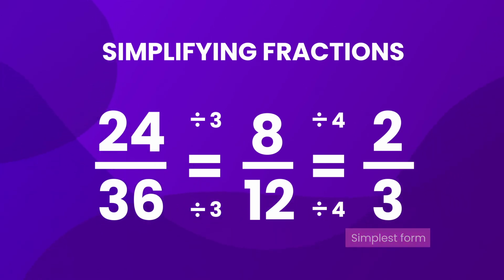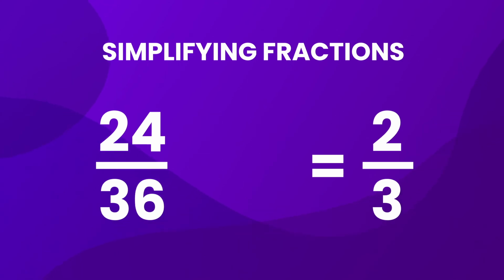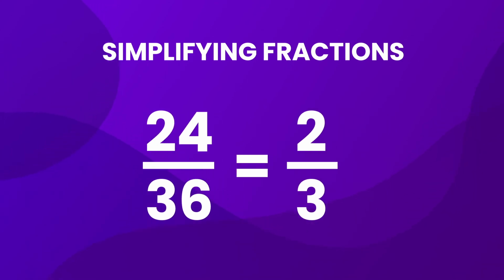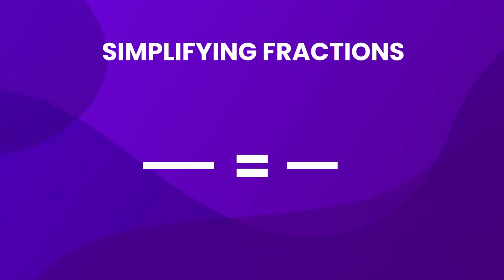You've probably spotted that we can get from 24/36 to 2/3 straight away. How? By dividing the numerator and the denominator by 12. 12 is the highest common factor of 24 and 36. That means that it is the highest number that goes into both of those. So to immediately write a fraction in its simplest form, divide the numerator and the denominator by their highest common factor. Here is an example for you to try.